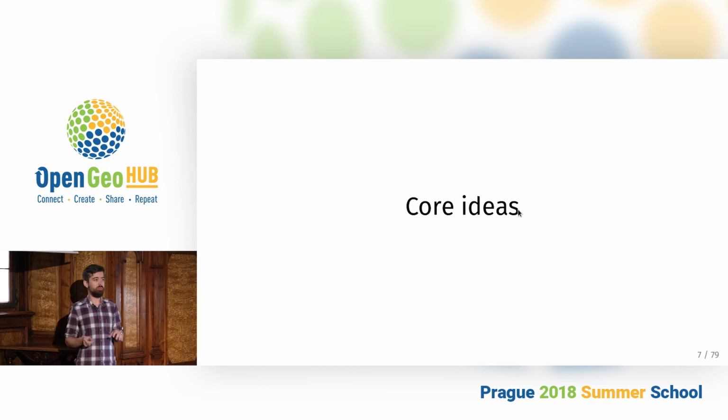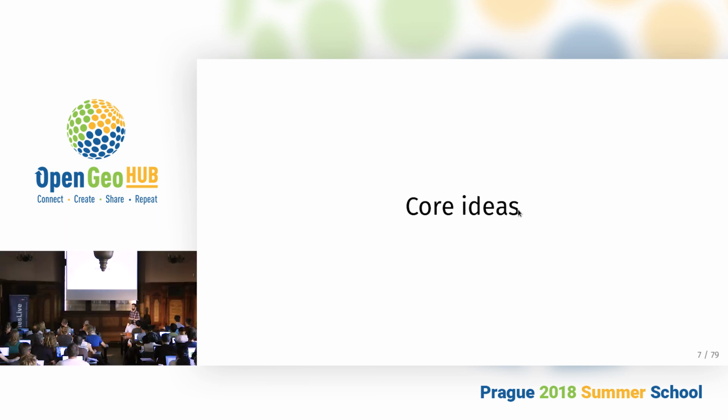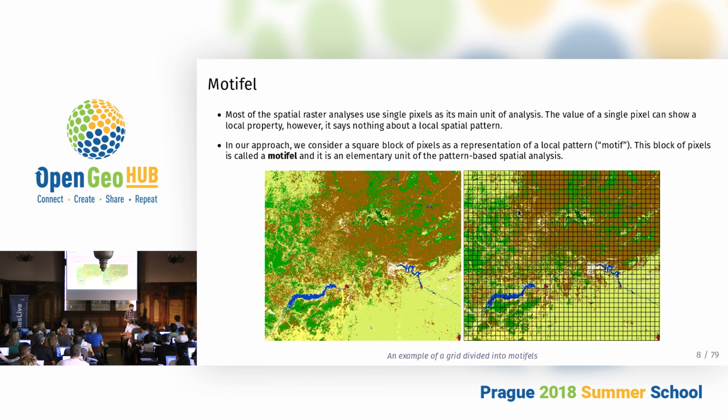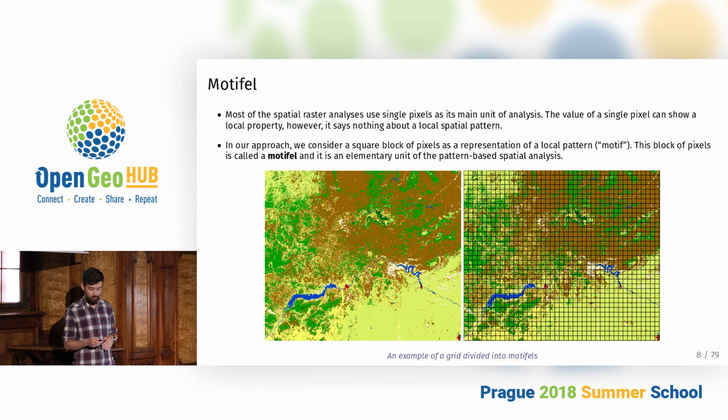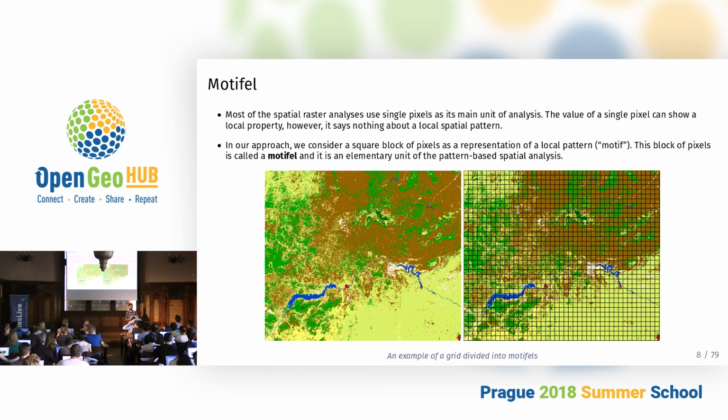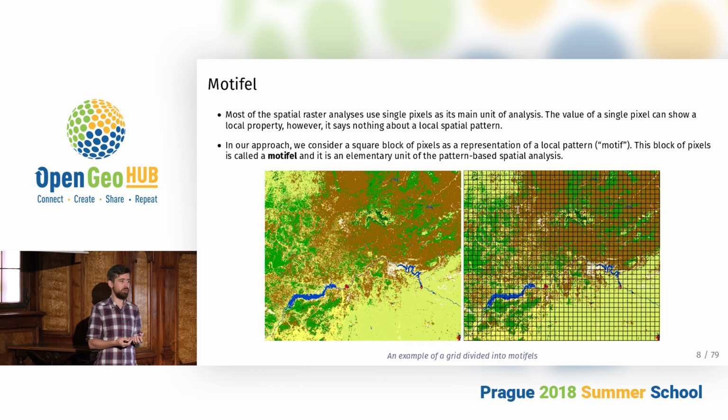So the whole concept of pattern-based analysis is built on 3 core ideas that are very, very closely connected. So the first idea is an idea of multifel, or as I like to call that, local landscape. So when you got that large data set, we decided to divide this large data set into small blocks. And we call those blocks multifels, because each of these blocks encapsulates some local pattern. So our idea is related to some degree to object-oriented analysis, but our objects are not buildings or roads. Our objects are homogeneous patterns.